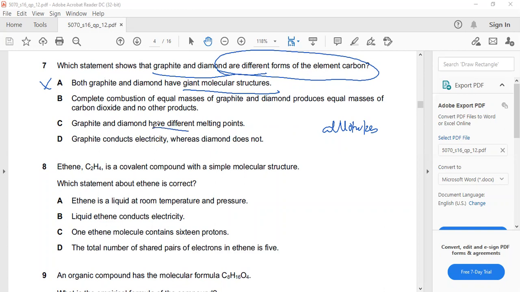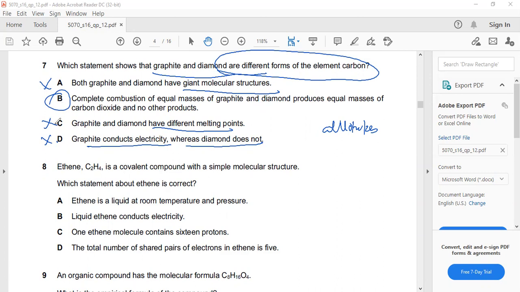They do have different melting points, but this is not the answer of why they are different forms. This is also correct, that graphite conducts electricity while diamond does not. This is correct, but this does not show that they are the same element. B is the answer. Why? Complete combustion of equal masses of graphite and diamond produces equal masses of carbon dioxide and no other product. This is the same chemical properties. If they are the same element, they have the same chemical properties.